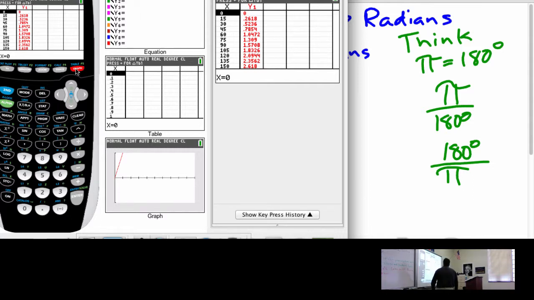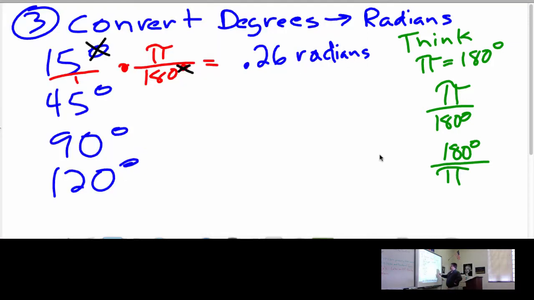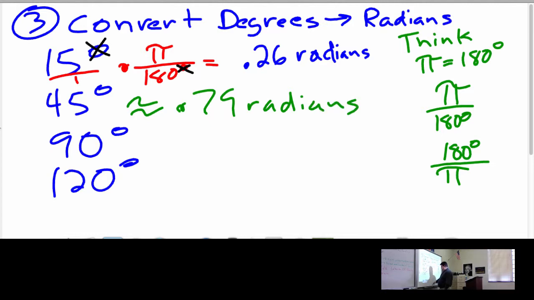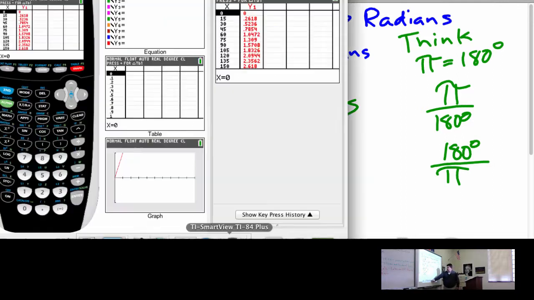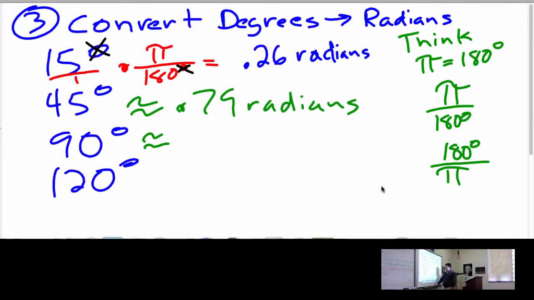So at 45, what do we get? 0.785, but we got to round to two significant figures, so what does that round to? 0.79, right? So this one's approximately 0.79 radians. Okay, and then we want to know what 90 degrees is. And so if I look on my calculator, it's 1.57, but rounded to two significant figures, that's going to be 1.6 radians.